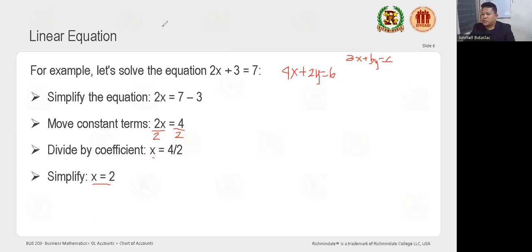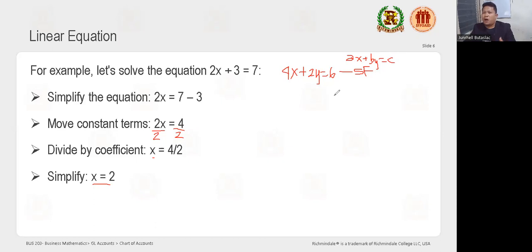So take note that a, b, and c are real numbers. x and y here are variables. Now, if you plan to convert this into slope-intercept form, or let's say this is a standard form, so this is SF. SF means it's standard form. So let's try to convert this into general form.